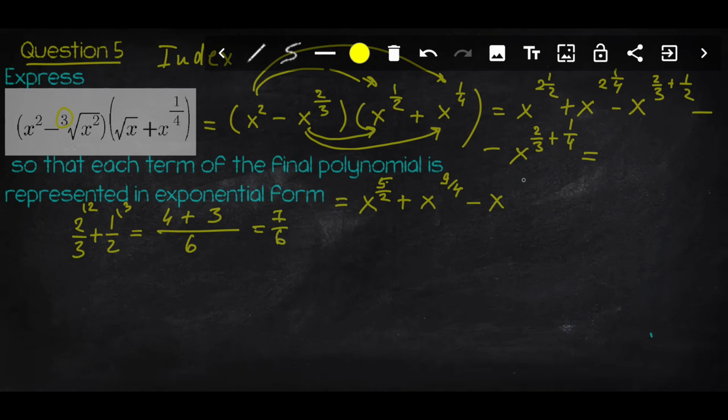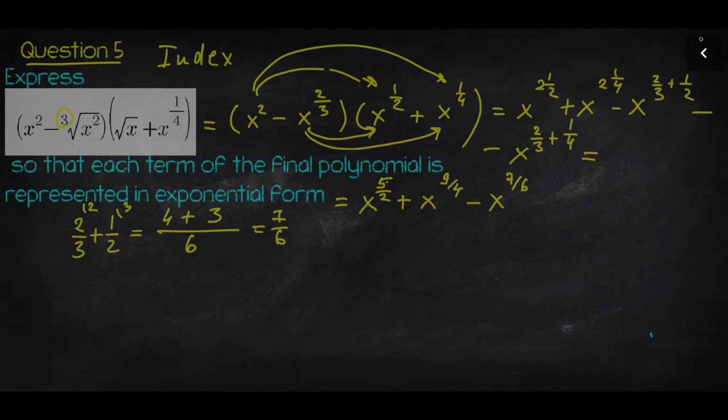And the last power is 2 over 3 and 1 over 4. You do the same. You multiply the denominators and go in a crisscross way. So it's going to be 8 plus 3, which is 11. So finally it's going to be 11 over 12. This is the way it works. So I subtract 11 over 12. And let's have a look. Everything meets the requirements. So each term is written in exponential form.